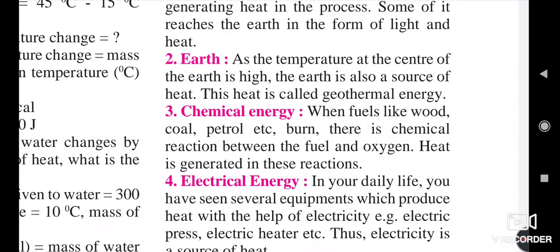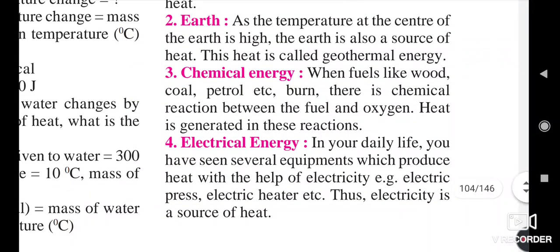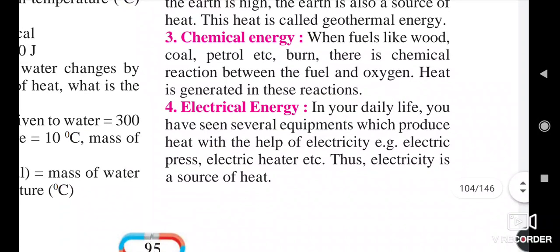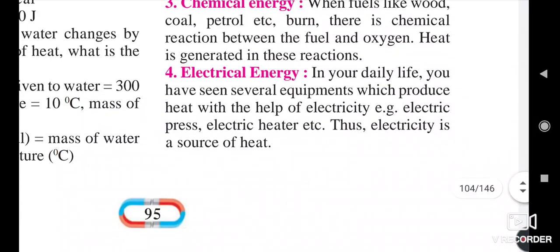The fourth source of heat energy is electrical energy. In our day to day life, we have seen a variety of equipment which produces heat with the help of electricity, such as electric press and electric heater. Thus, electricity is a source of heat.